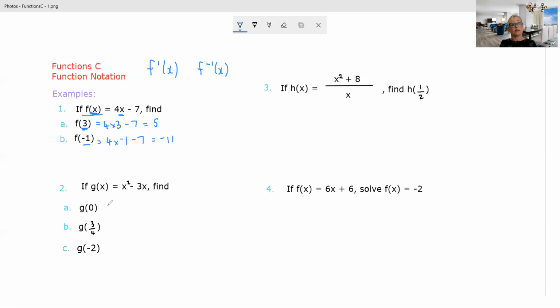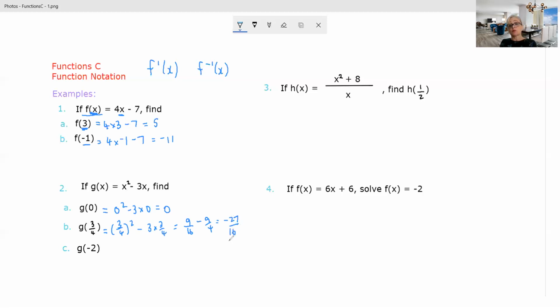Have a look at this example here, same sort of thing. It doesn't have to be an f of x, it could be g of x, h of x, p of x, whatever you want to call it, okay? G of 0 means wherever we see an x, we're going to sub in a 0. So 0 squared minus 3 times 0, which of course is 0. Then 3 quarters squared minus 3 times 3 quarters. If we fiddle around with our fractions a bit there, we're going to end up with 9 on 16 minus 9 on 4, and you'll end up with negative 27 on 16.